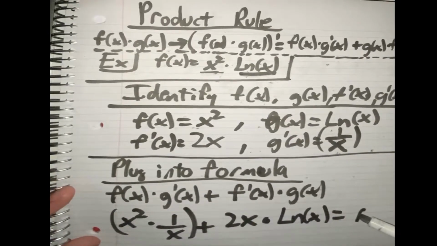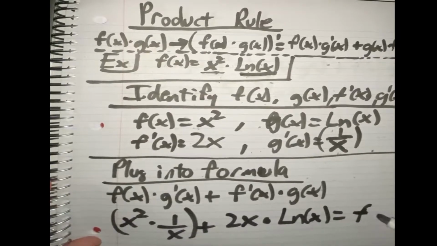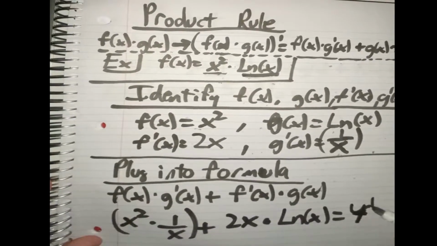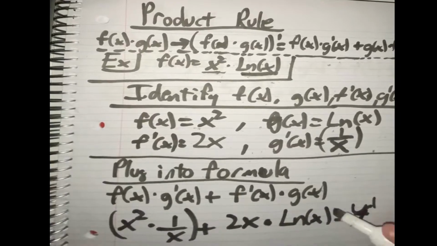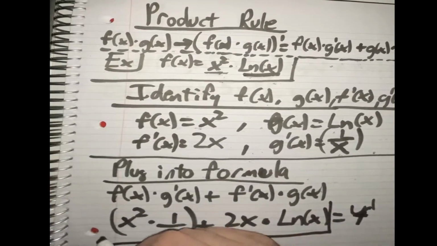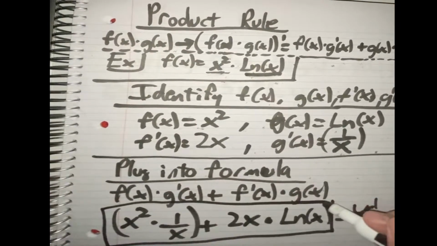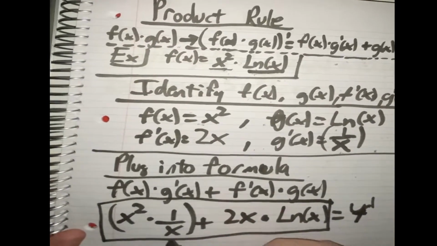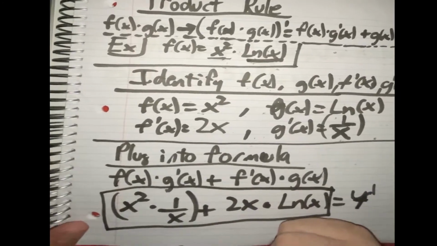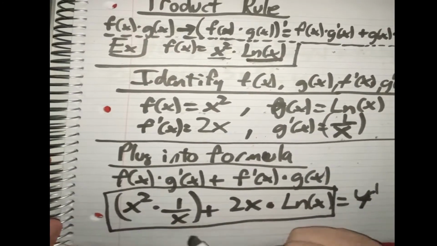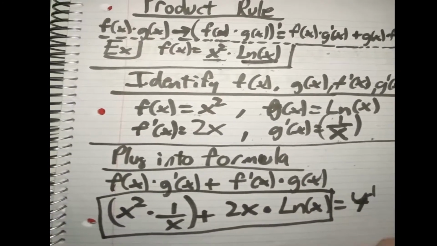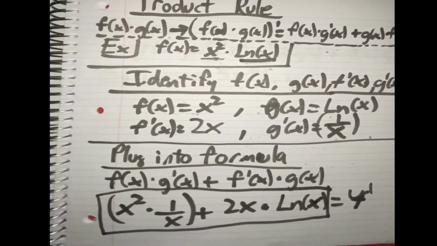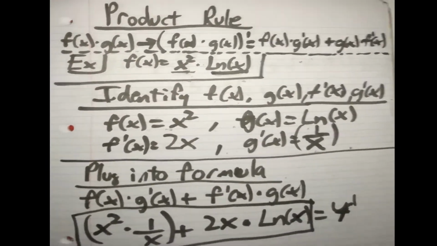And this would all be equal to y prime, the derivative of the function. You could go a step further and cancel that out. That one cancels out to just be x. Just use simple algebra to cancel that out. That one's pretty simple to cancel out. But otherwise, that's all I have for y'all. So that's how you take the product rule.